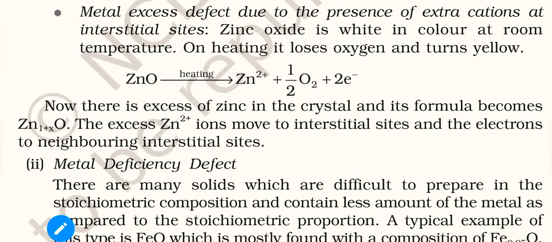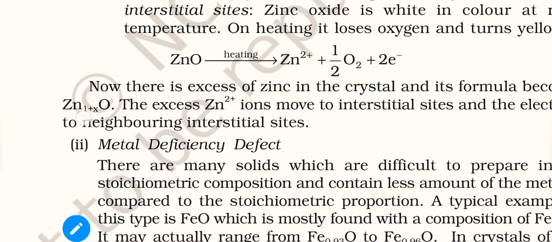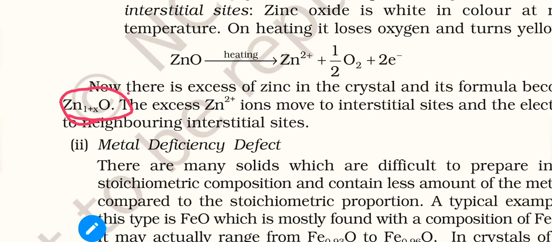But stoichiometry is disturbed, and that's why you will get this type of formula, Zn1+xO. As you can see here, we have Zn1+xO. This type of formula will be observed due to this type of defect. Now let us move on.